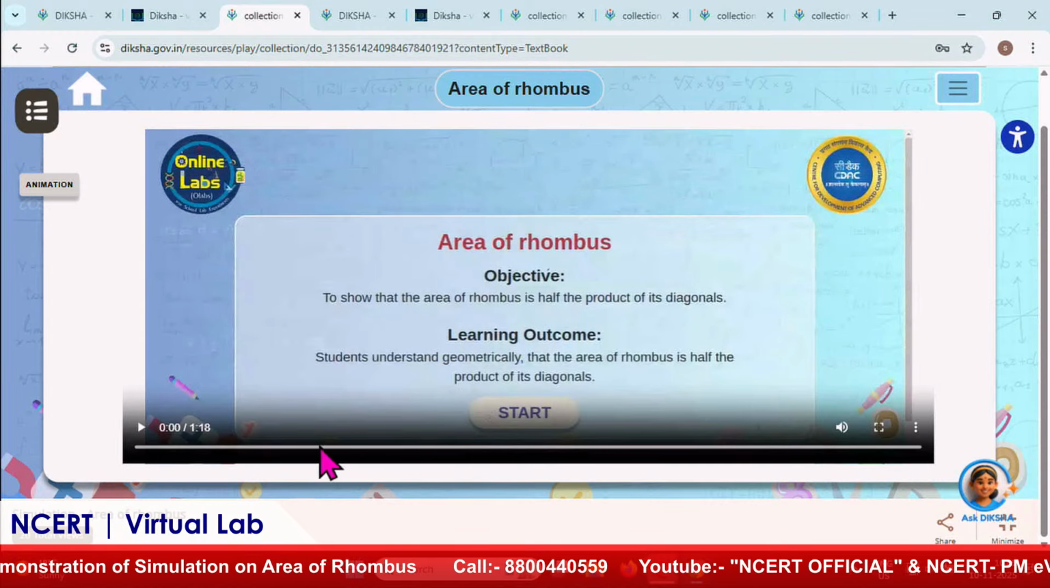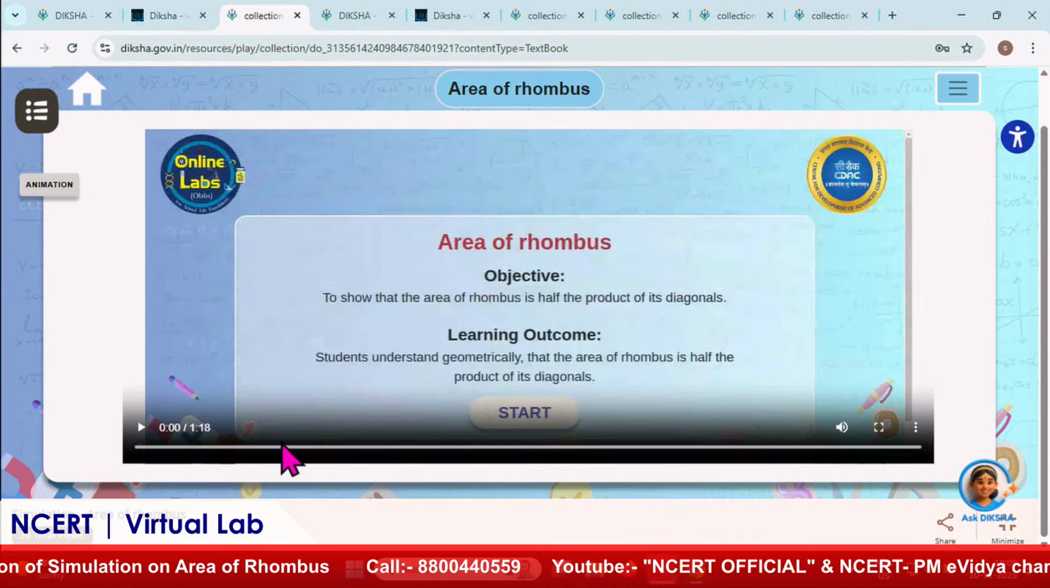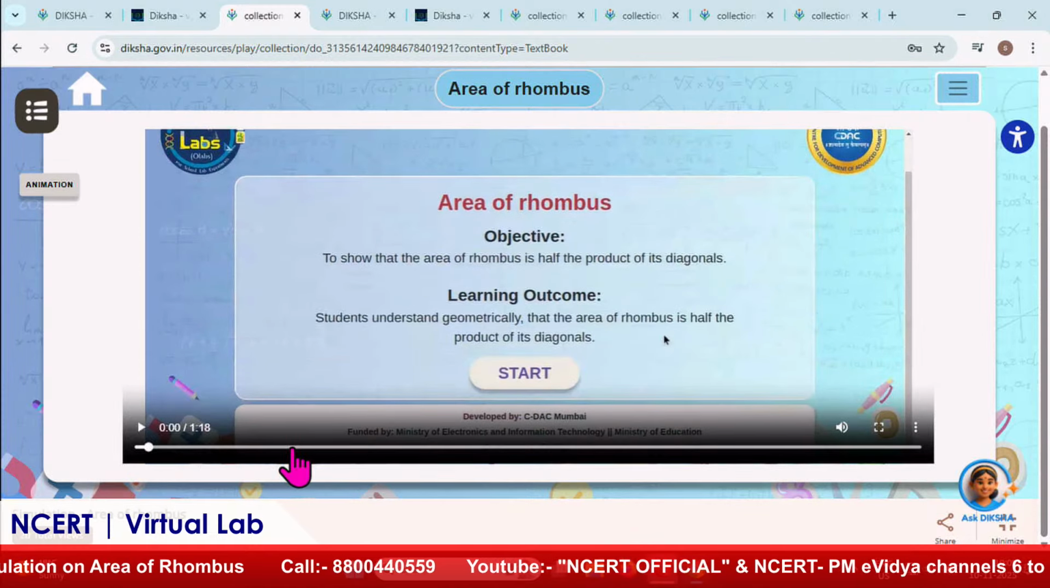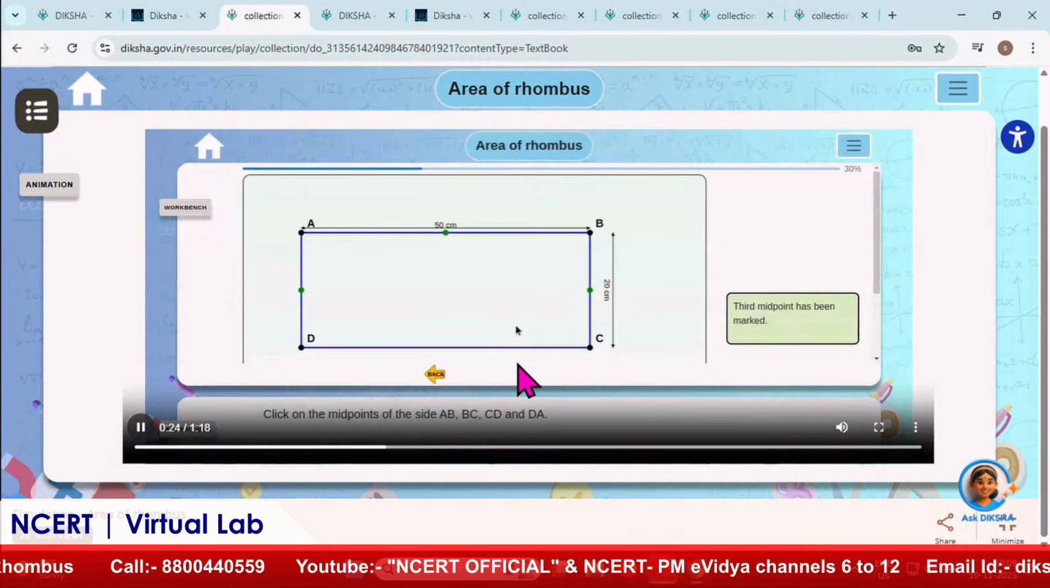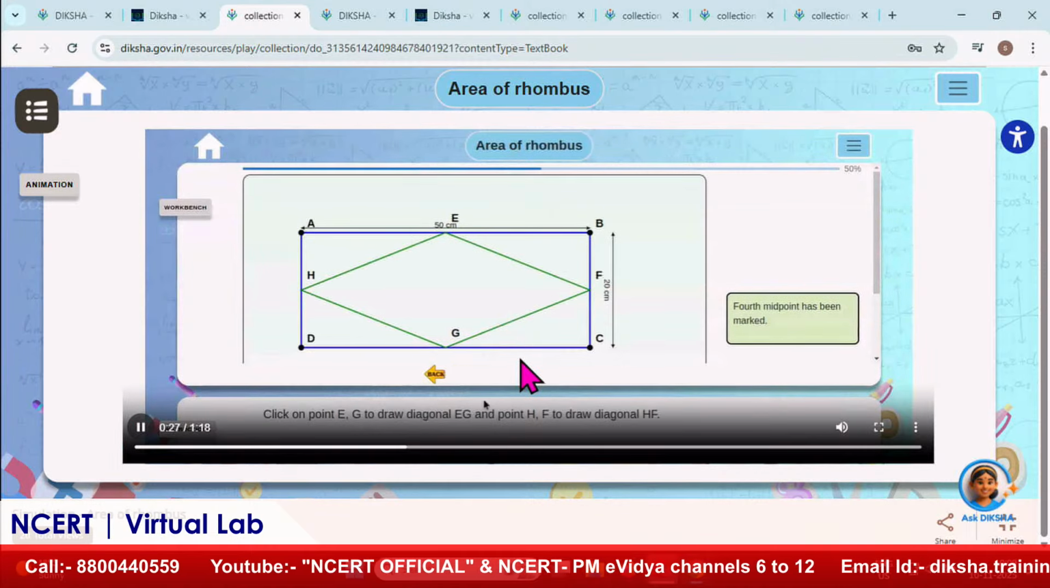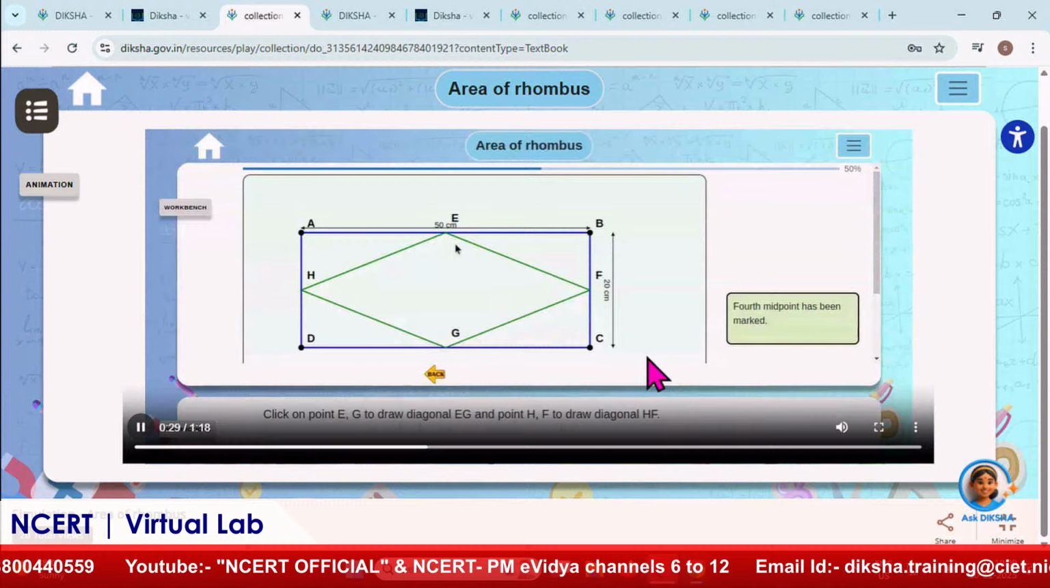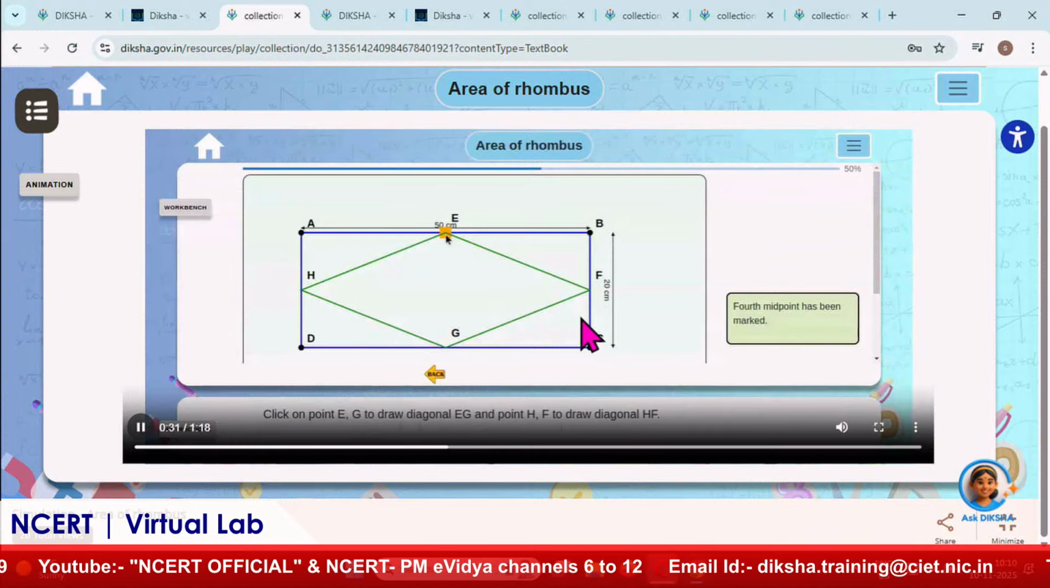Now the next part is the animation part. This is the video version of the simulation. You can take help from this to see exactly where you have to click, so you don't feel any difficulty performing the simulation. This way we can perform the simulation.